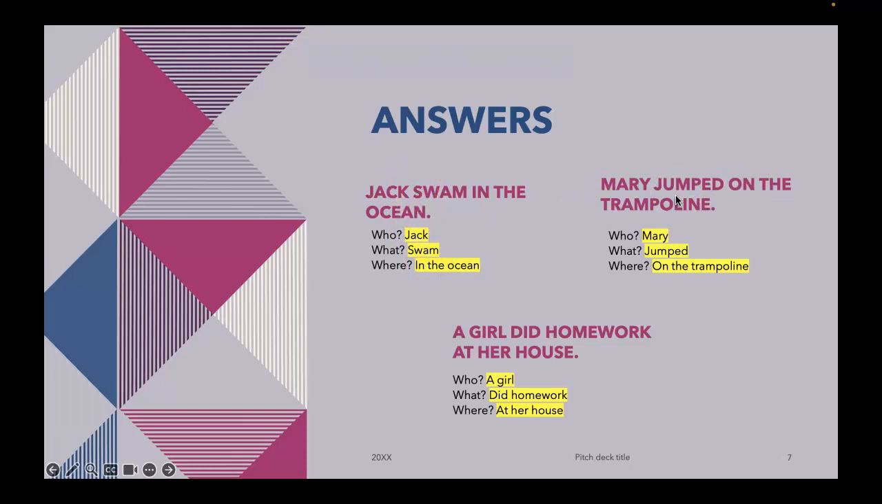Number 2, Mary jumped on the trampoline. Who? Mary. What did Mary do? She jumped. Where did Mary jump at? The trampoline. Number 3, a girl did homework at her house.